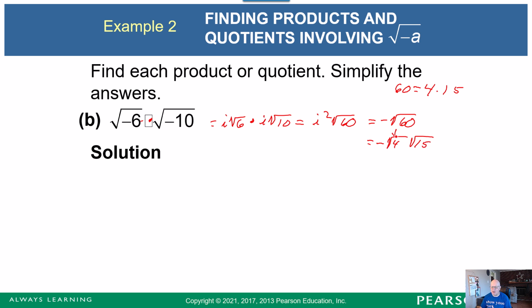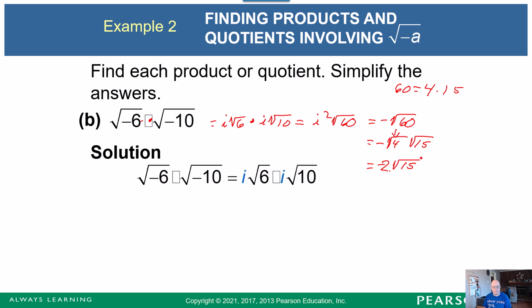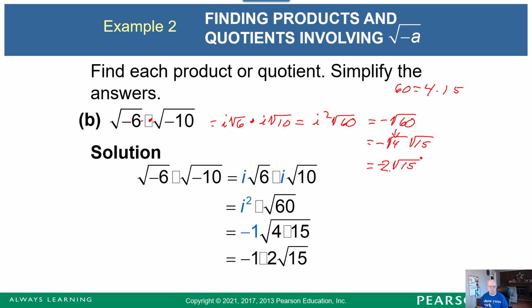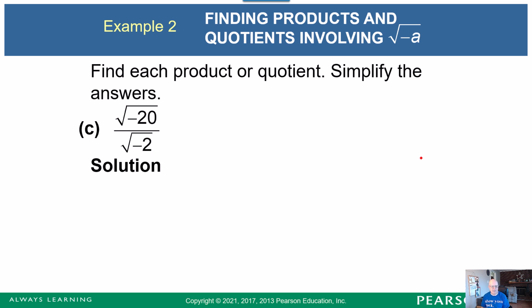This part right here is just 2. So our answer is -2 square root of 15. That's our real answer. Okay, looks like the PowerPoint guy got it okay. We'll move on. Next.